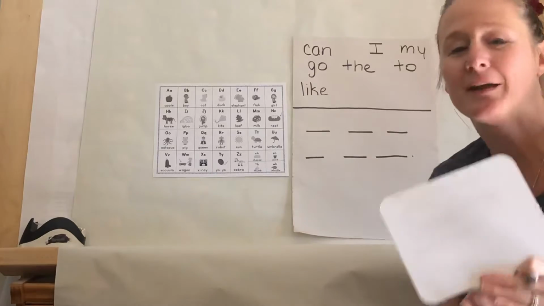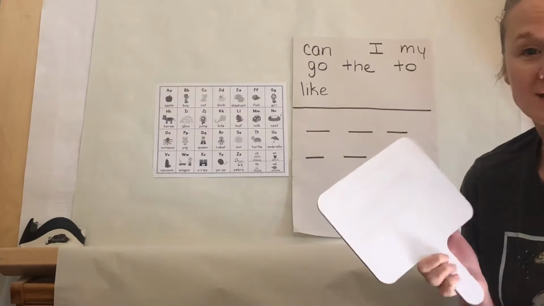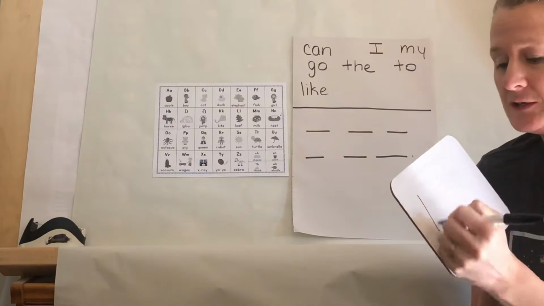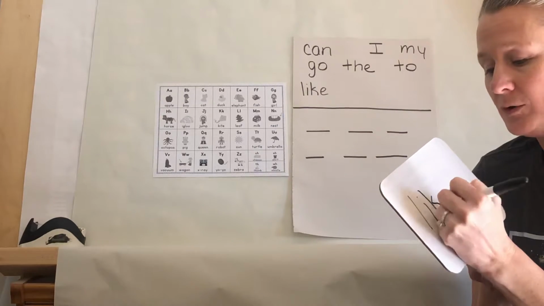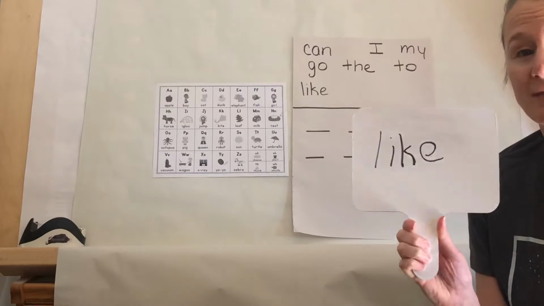This is Mrs. Whelan, and I'm going to do a little sight word lesson. So one way that I like to teach and review sight words is by writing them on a dry erase board with a dry erase marker. And say we're reviewing or practicing "like."